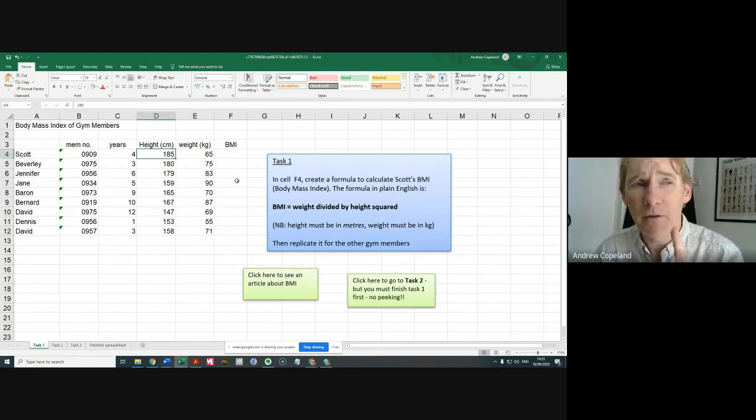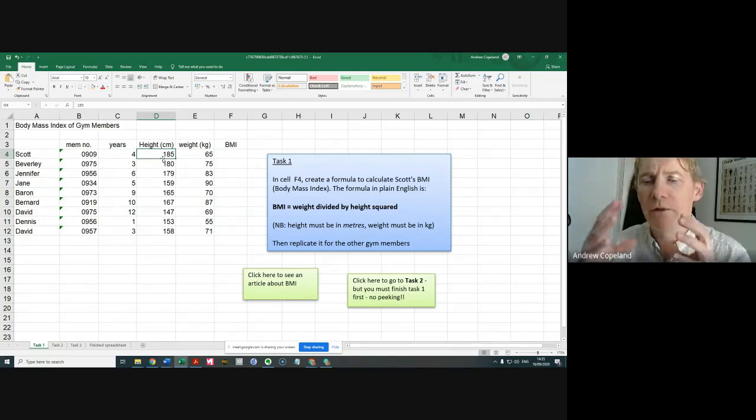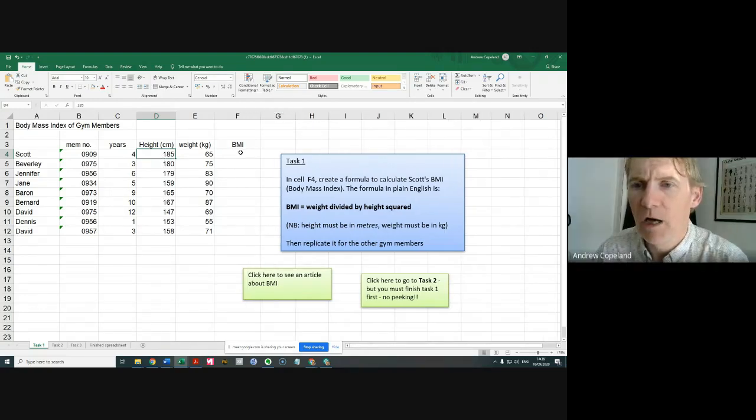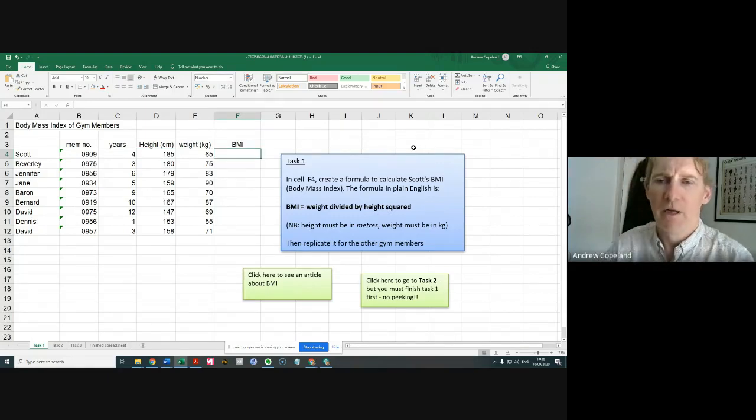There's one other slight complication. As I say, the height has got to be in meters. It's currently in centimeters, so we're going to have to do a conversion as well. And all of this in one formula. So it's going to be a complex formula. And it's tricky. I haven't met anybody that's worked this one out for themselves. I've had to give help, unless they've done a little bit of cheating, to be honest. But it's quite hard to work it out for yourself.